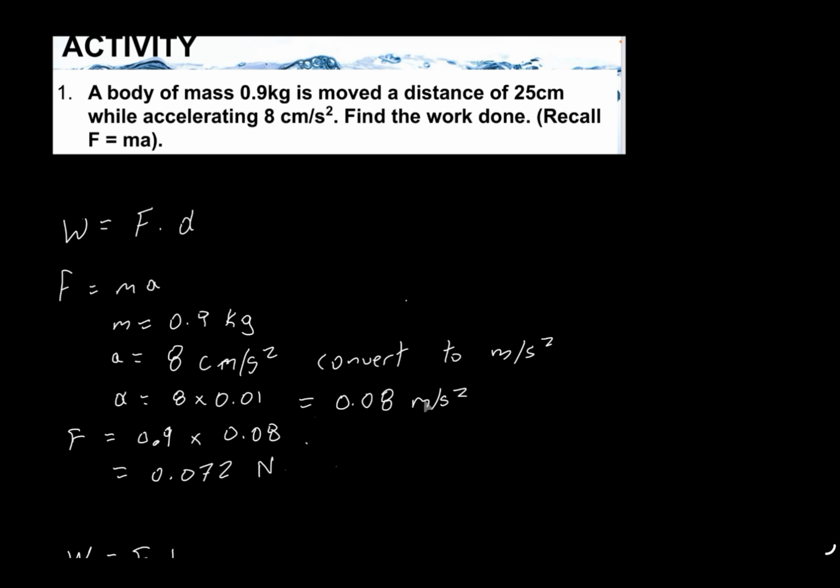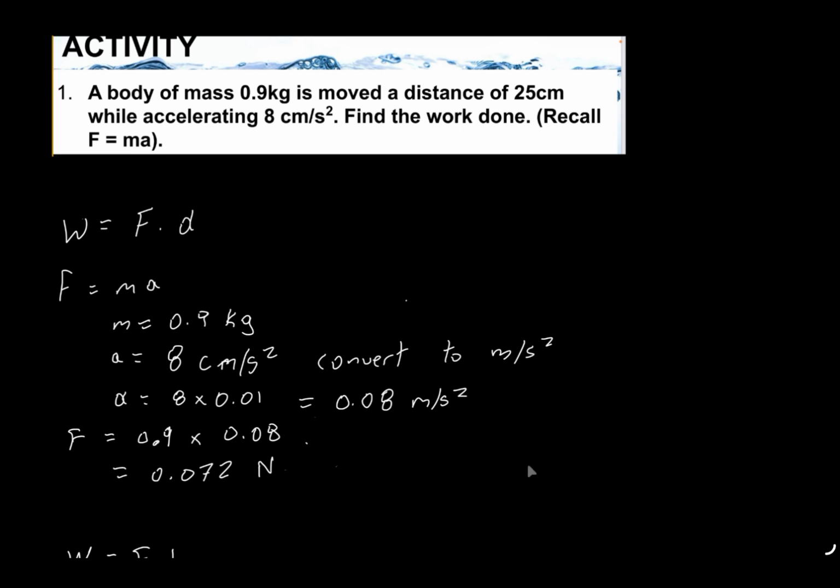Now we're going to substitute the amounts for the mass and the acceleration into the F equals ma formula. So F is equal to 0.9 times 0.08, and that would be equal to 0.072. Notice we have kg times meter per second squared, which is the unit for force, newtons. So the force here is 0.072 newtons.